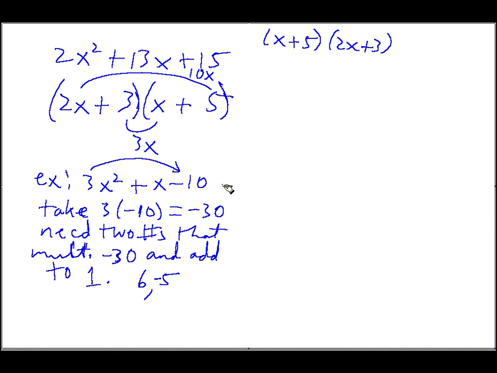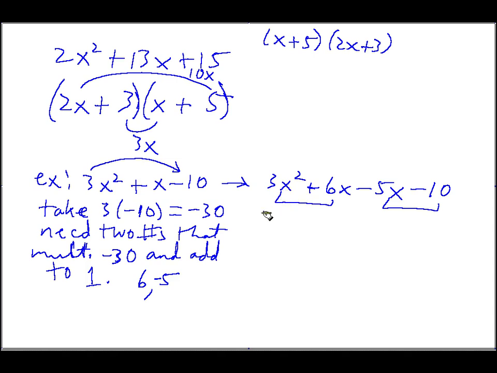So let me write this problem then as 3x squared plus 6x minus 5x minus 10. Six and negative 5 are my two numbers here. Can we see that? If I combine like terms, I get positive 1x, so I'm not changing the problem. But now I have 4 terms, so I can use factor by grouping: first 2 terms as a group, next 2 terms as a group.